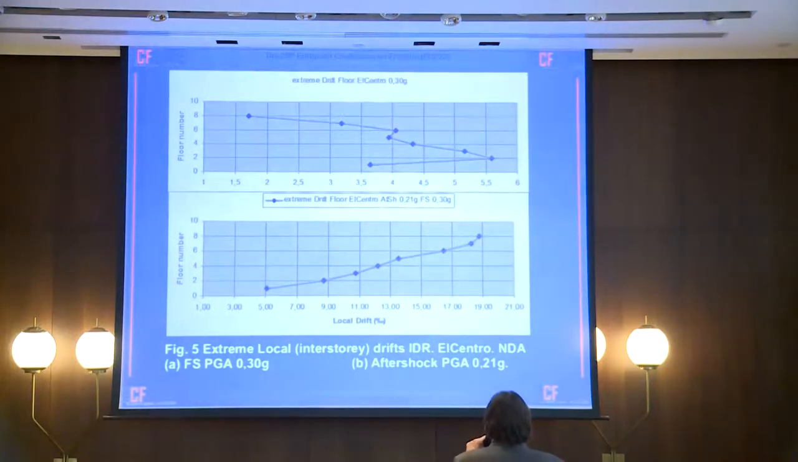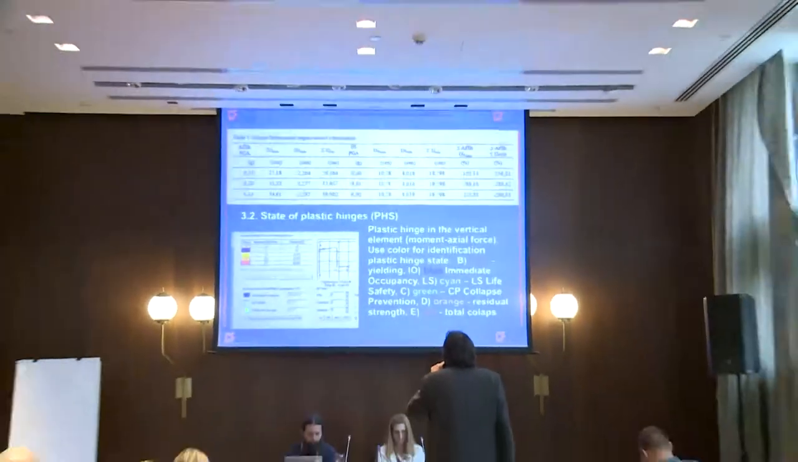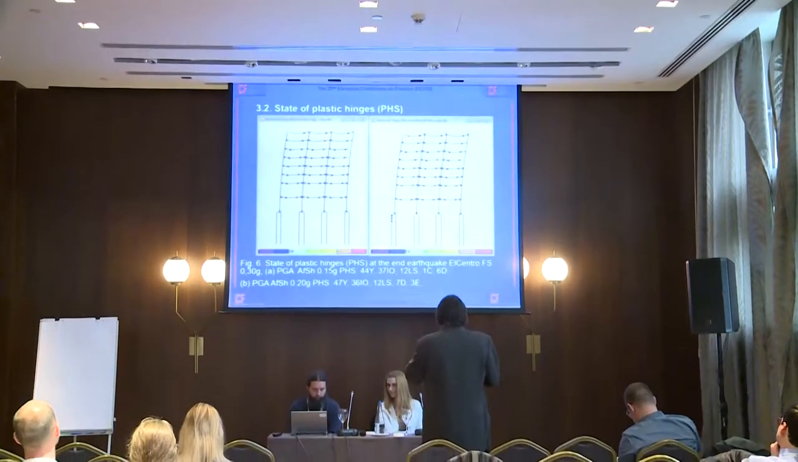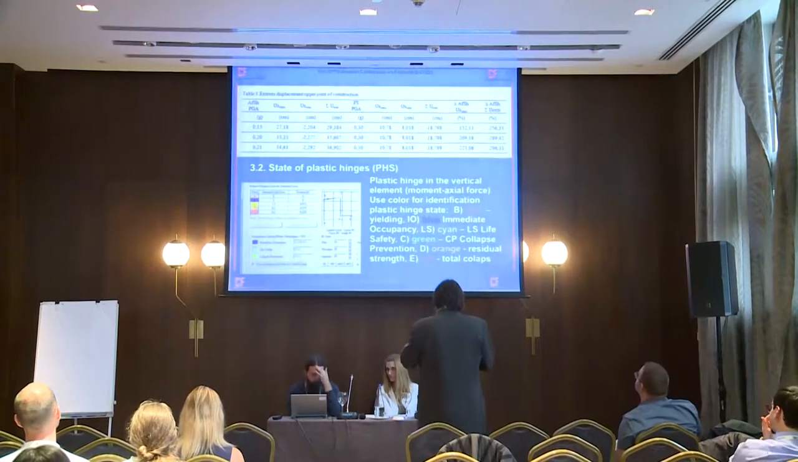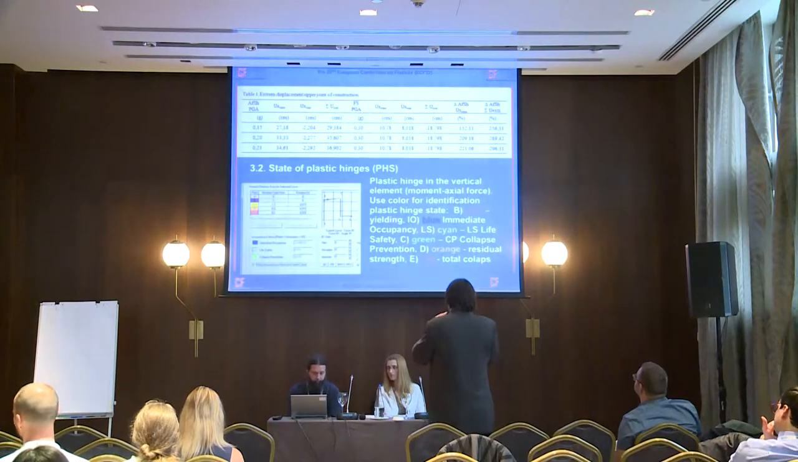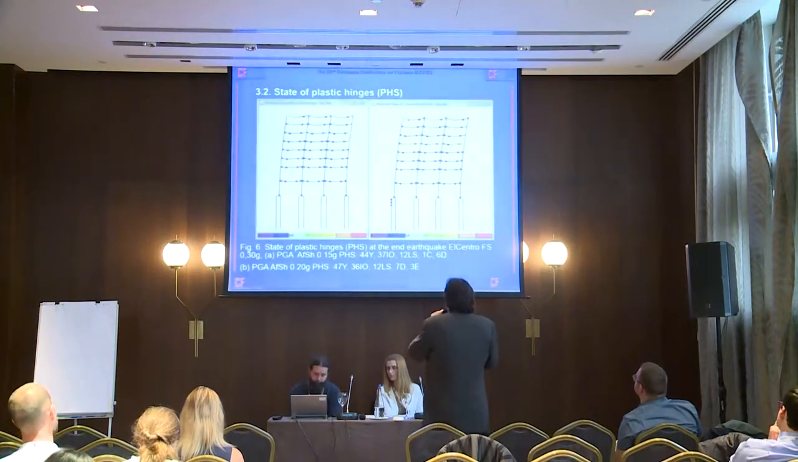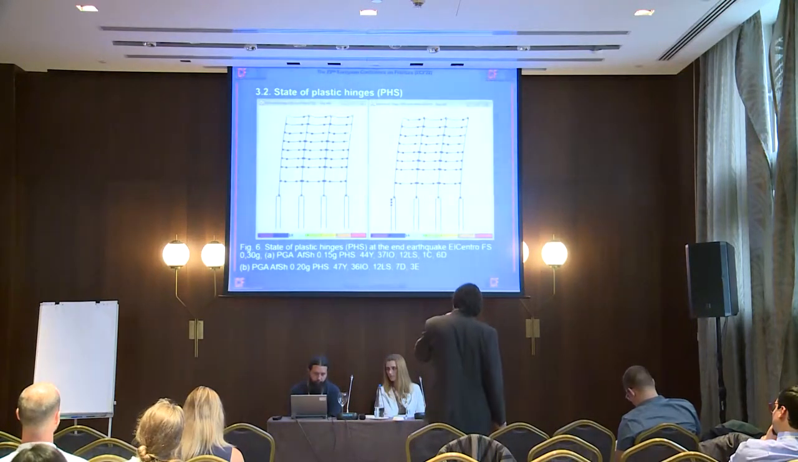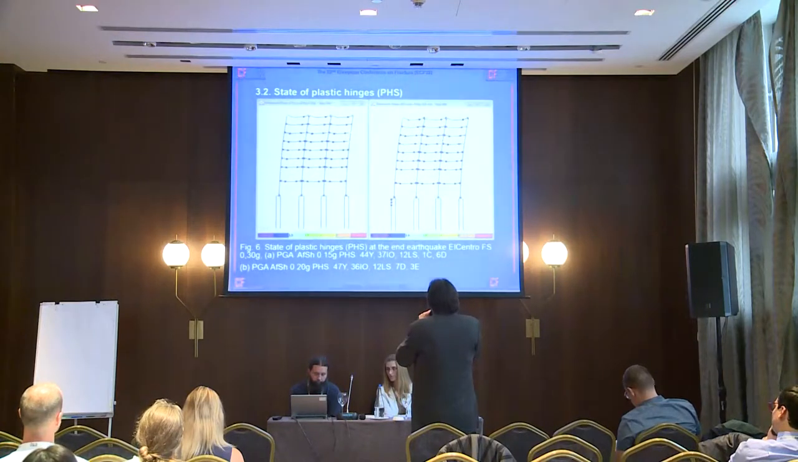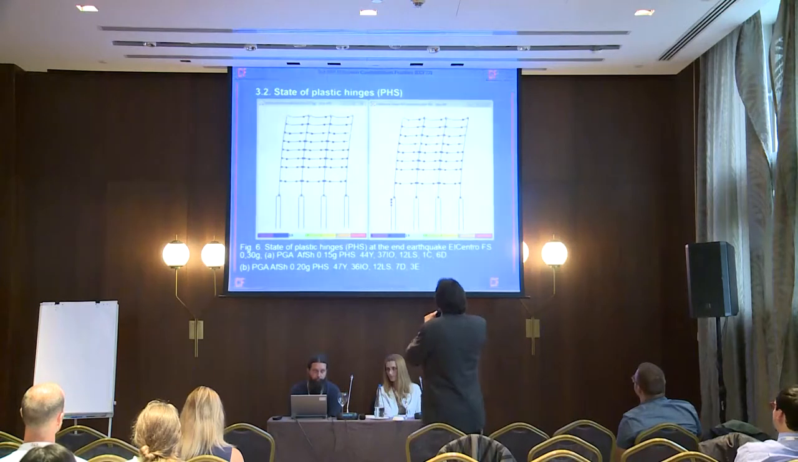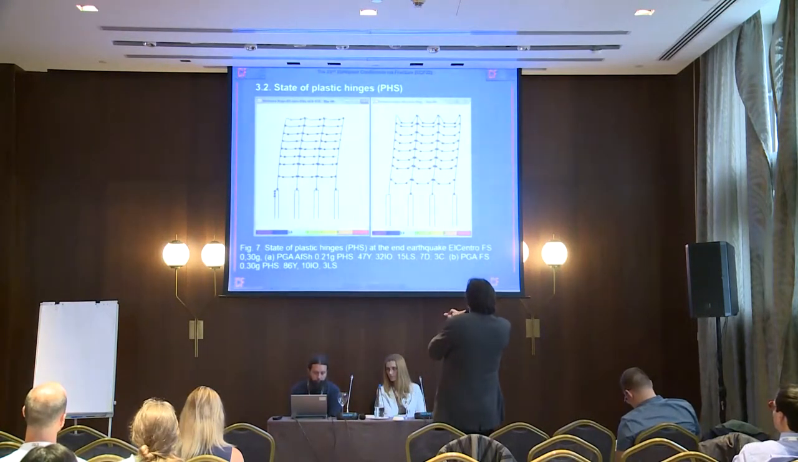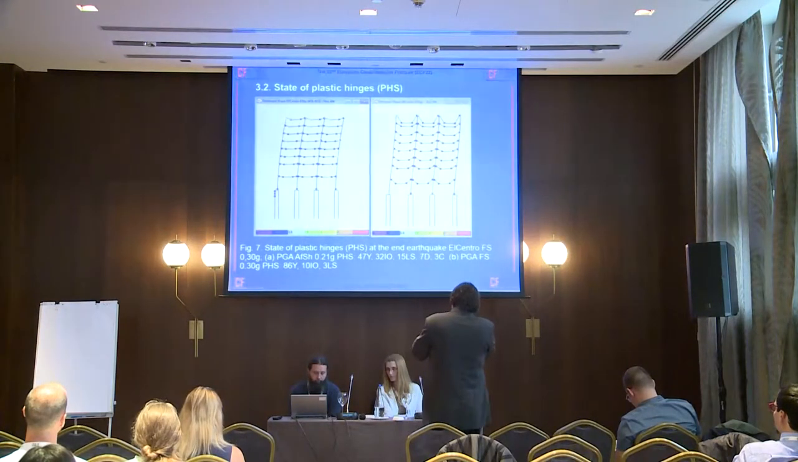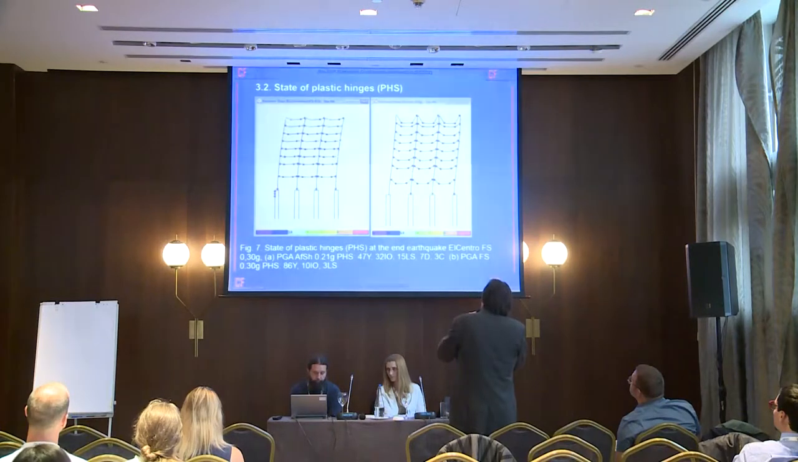It is the extreme interstory drift for time history analysis, also non-linear dynamic analysis. This is the graphic of moment angle for the limit state of plastic hinges in the construction. This is the color shown in the comment of the figure, and for 15, 20, 21% g, you may see the evolution of plastic hinges in the piles for 21% in this construction.